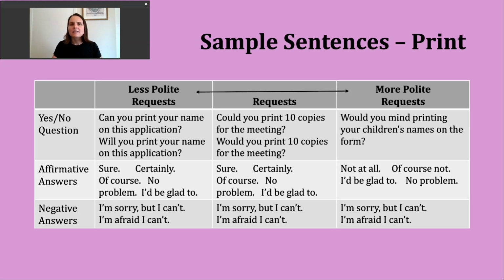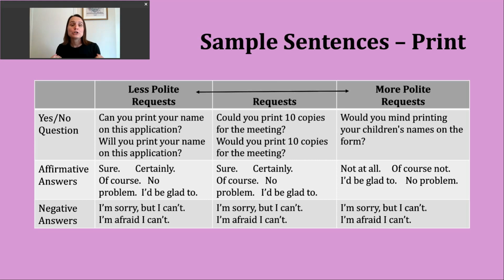And it's okay in some instances to be a little less formal. And if it's easy for you to remember this though, and you want to be a little more polite, you could say, can you please print your name on this application? Or you could say, can you print your name on this application, please? So we can put the please before the base verb or at the end of the question. And that's true whether we're using can or will.